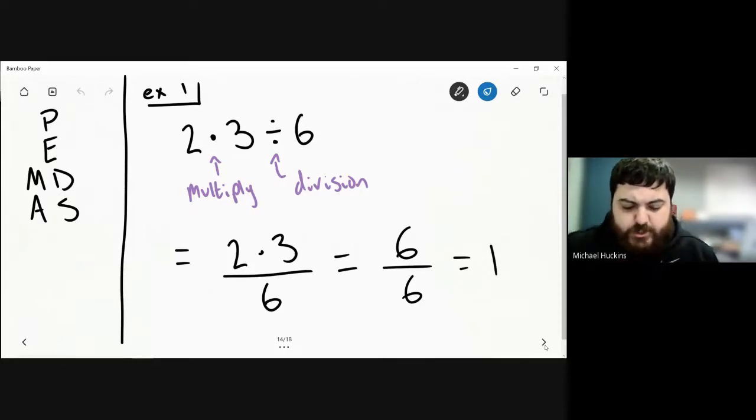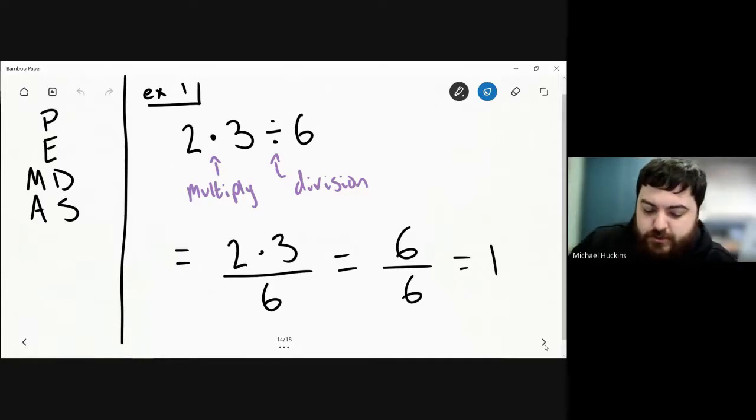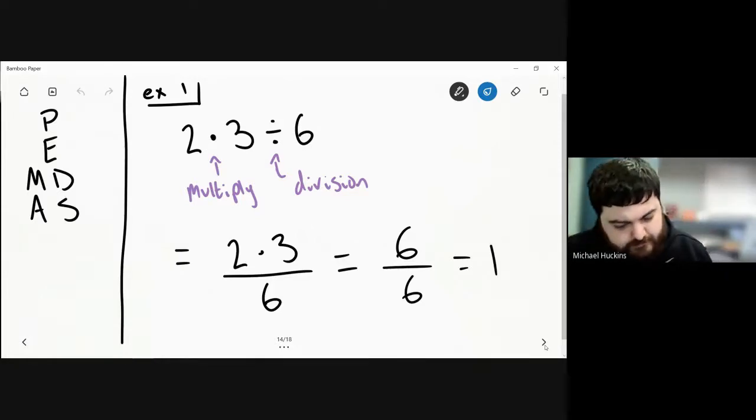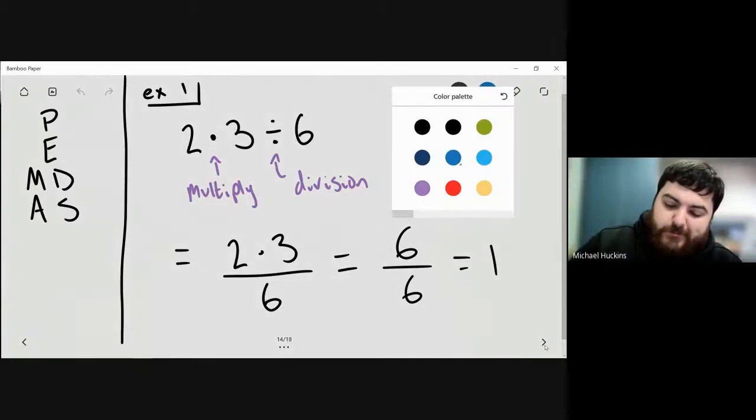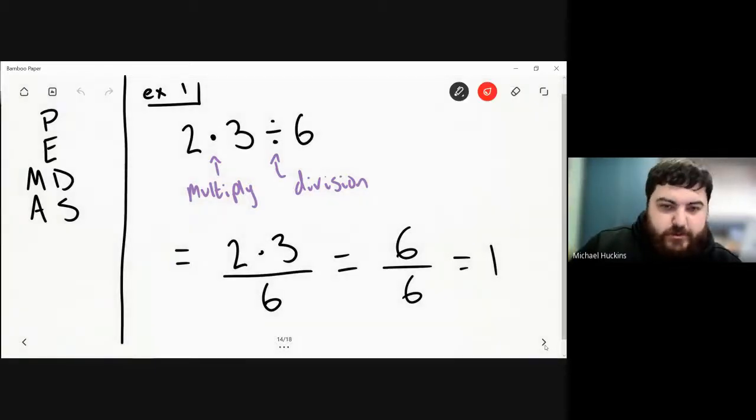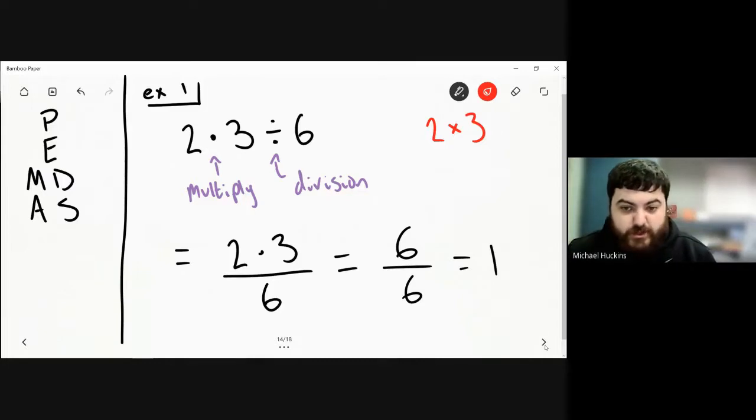The first example I want to show is, what if I have 2 times 3 divided by 6? Now, what I really want to emphasize here is that we have notation changes from what you might be used to. When you're first learning multiplication and division, a common thing would be for someone to write 2 times 3 with an x as the operation itself.